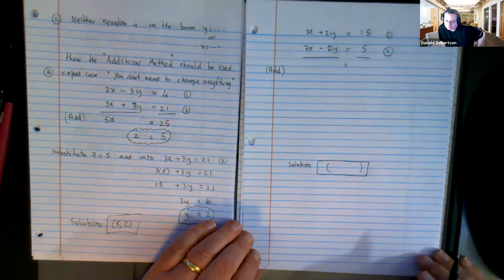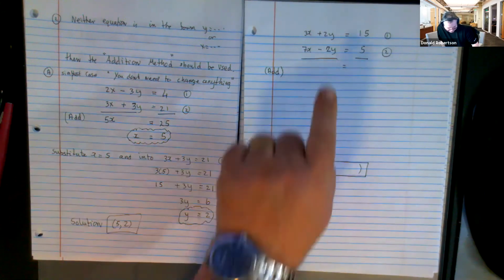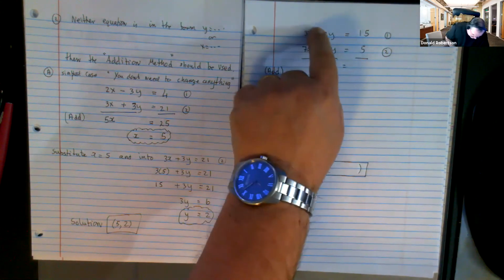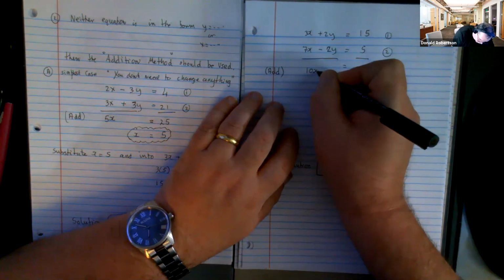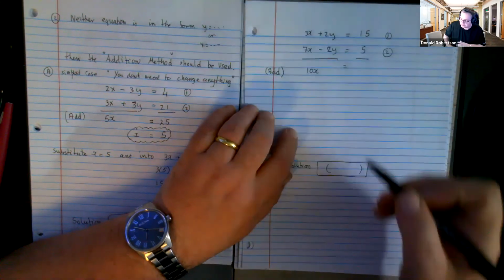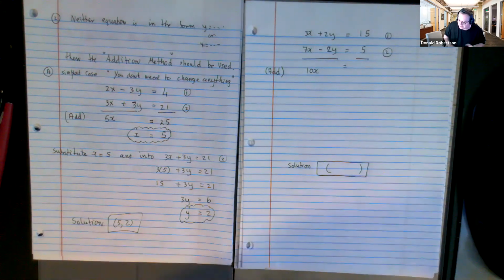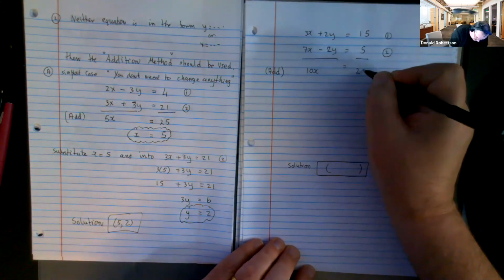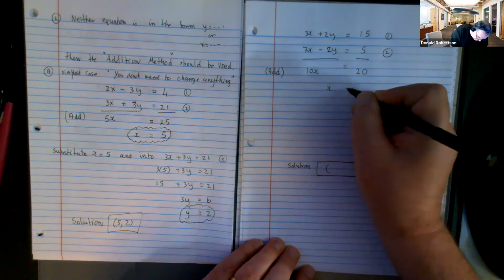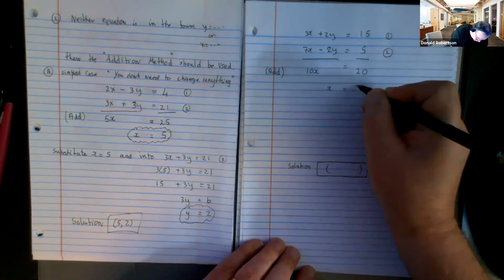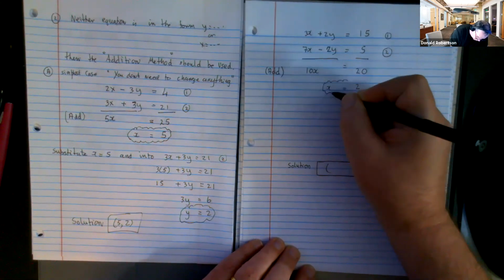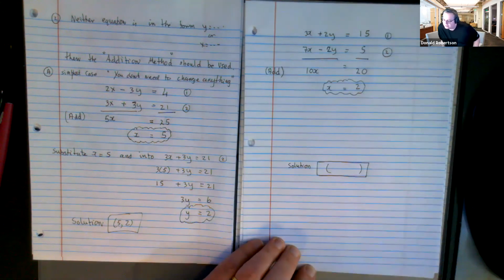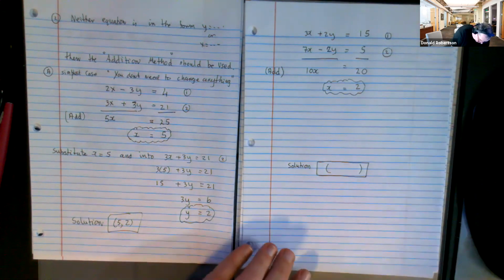Okay, let's go for it. If you add these equations together, 3x added to 7x gets you 10x. Won't the 2y and the negative 2y, when you combine them, kill each other off so they cancel out? And the two numbers, when you add them together, get you 20. And that gets me, divide both sides by 10, that gets me 2. So hopefully you got the first part, right? X equals 2.